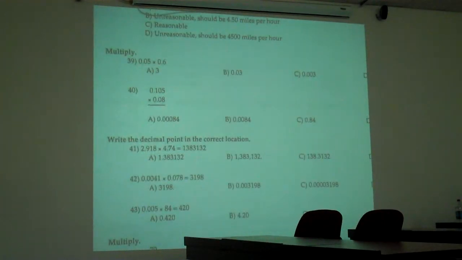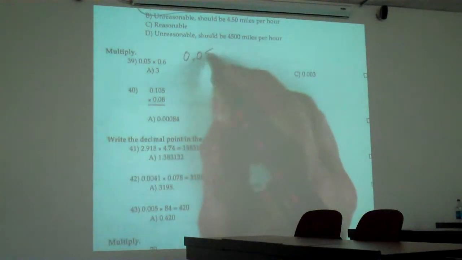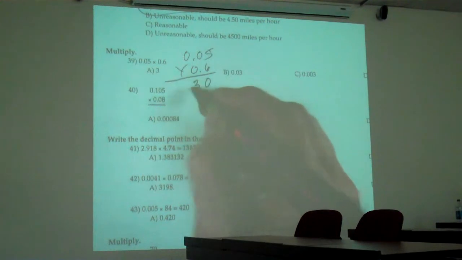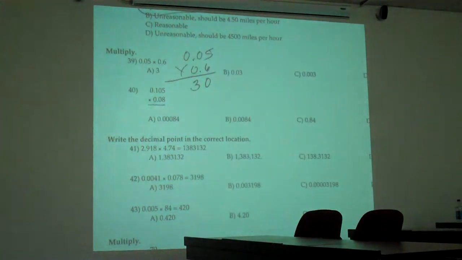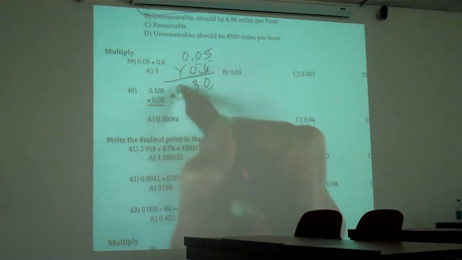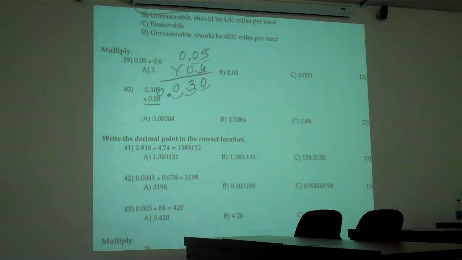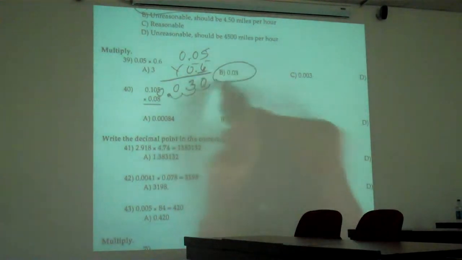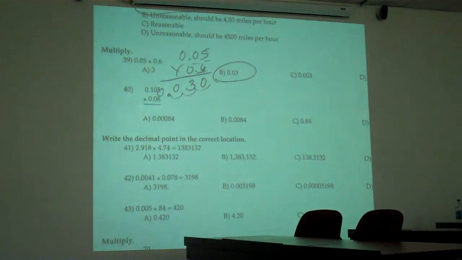39. 0.05 times 0.6. 6 times 5 is 30. You need to move it back how many times? 1, 2, 3. 0.030. 0.03. You don't have to have the 0 after the 3.